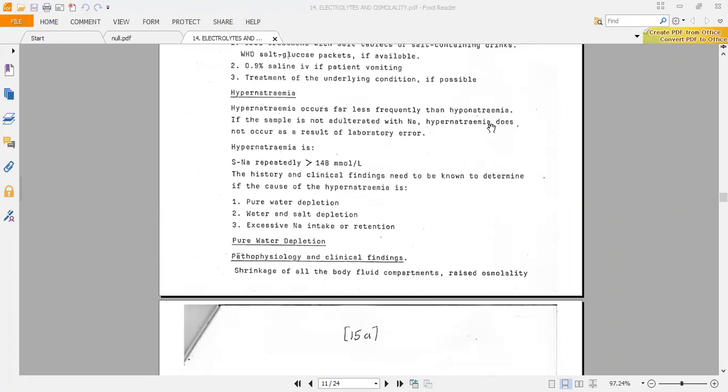So the first one is pure water depletion, where you are only losing pure water. The second one is when you are losing water and salt, but you are losing more water than salt. And the third one is when you are increasing sodium intake. These are the three causes of hypernatremia. Now let's look at the first one, pure water depletion.